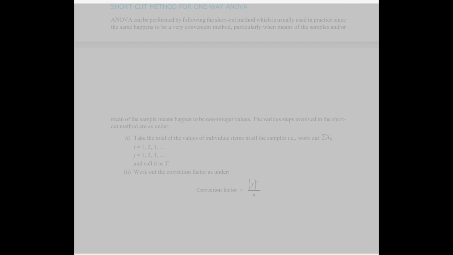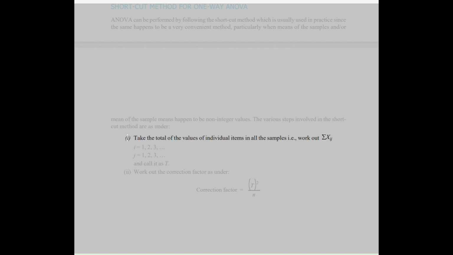The shortcut method for one-way ANOVA can be performed by following the shortcut method, which is usually used in practice since it happens to be a very convenient method, particularly when the means of the samples and/or the mean of the sample means happen to be non-integer values. The various steps involved in the shortcut method are as under.